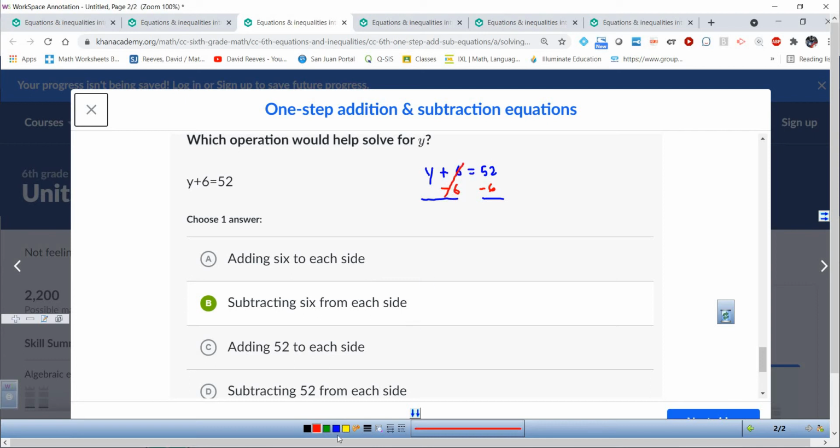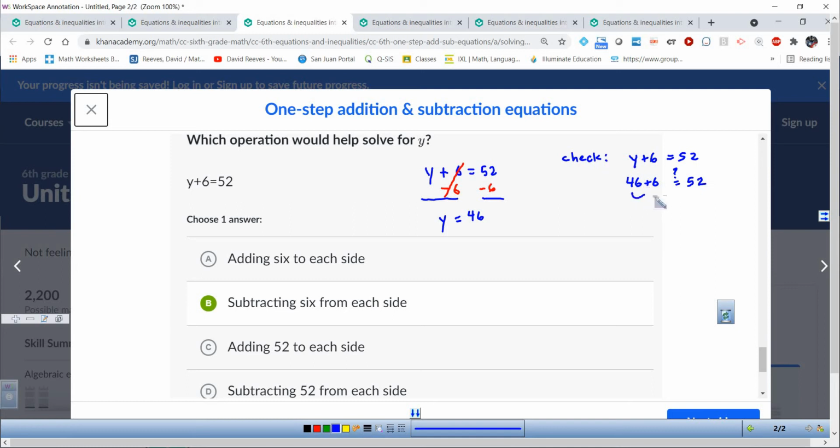These inverse operations cancel each other out, and we get y is equal to, well, 52 take away 6 is equal to 46, right? And if we want to check that answer, because that's a good idea, we want to know, does it make that equation true? So we know that y plus 6 equals 52. That's true because that's what they gave us. Now I'm going to put 46 plus 6, and then I'm going to put that question mark because I'm not sure if it's actually true.